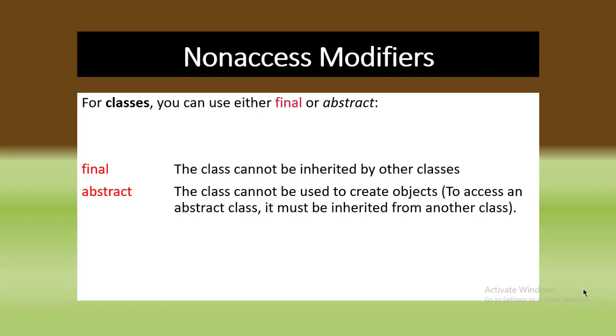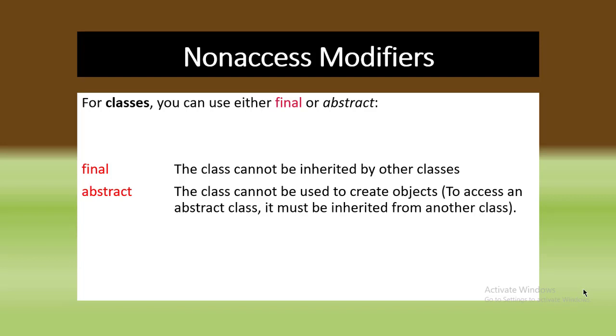We use two non-access modifier keywords for classes: the final keyword and the abstract keyword. The final keyword means the class cannot be inherited by other classes. When we declare a final class, this class cannot be inherited by other classes.